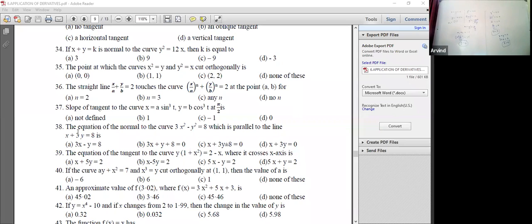Okay. Let's go to the next question. The point at which the curves x square is equal to y and y square is equal to x cut orthogonally. If they cut orthogonally, the angle between them is 90 degrees, or if you multiply the slopes of both, you'll get minus 1.